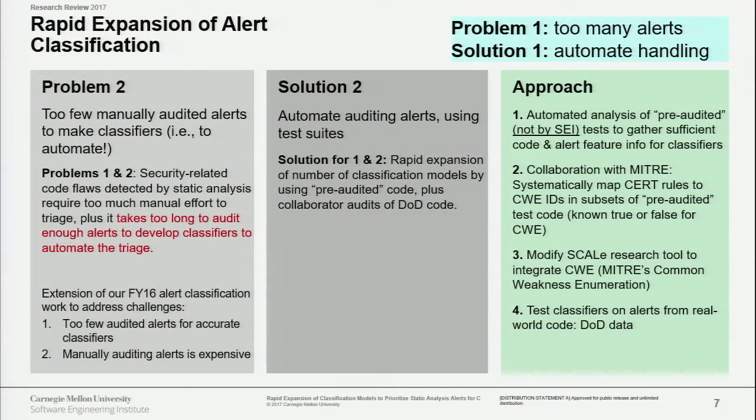Secondly, in combination with MITRE, we've systematically mapped CERT rules to CWE IDs. The purpose of that is we're trying to use the test suites across taxonomies. Test suites are developed usually for one taxonomy, most often for CWEs. We wanted to use them for CERT rules and eventually have the same technique enable us to use test suites for other taxonomies. Then steps 3 and 4 are done for the same reason.